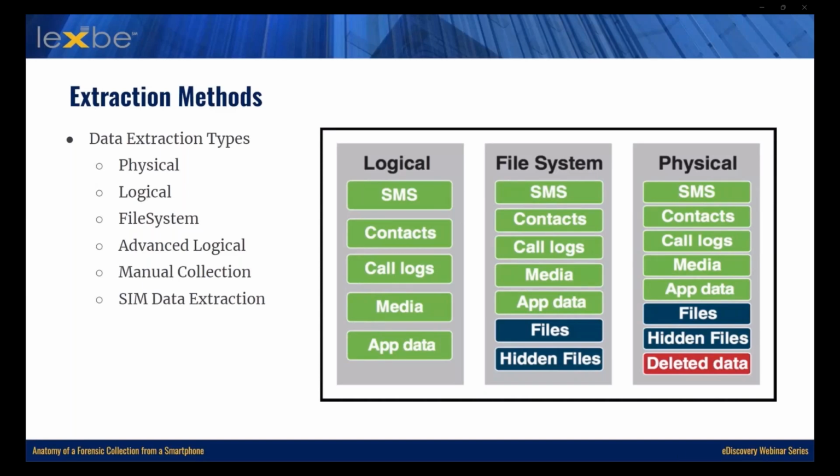There's also the manual collection, which is the last resort. And this would be if nothing is working, we literally would take pictures of each screen of the phone and just continue to swipe and take a picture. And then also there's the SIM data extraction. So this would be extracting any data that lives on your SIM card. If you have a physical SIM card, there usually isn't much data, but there will be data about your carrier, your phone number, things like that.